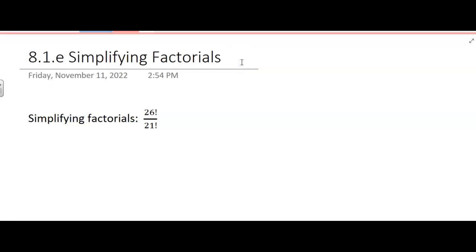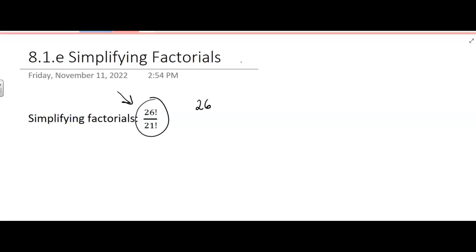So, simplifying factorials. Look at this problem here: 26 factorial over 21 factorial. More than anything, I don't want to write out 26 times 25 times 24 all the way down to 1. It would take up all that space, and I don't need to. It's not necessary. So here's a little trick you can do.